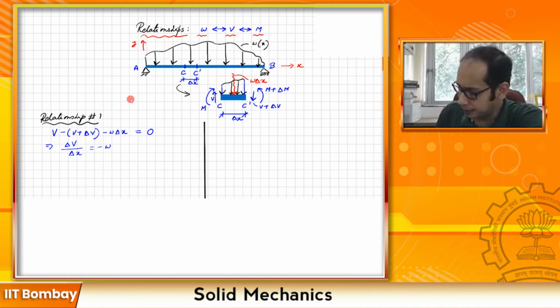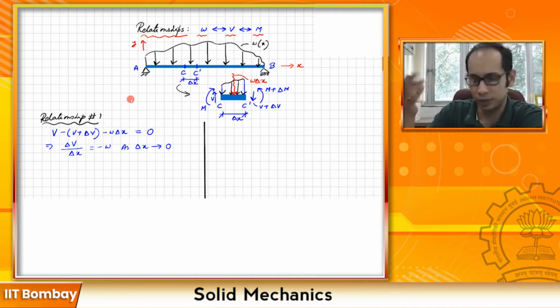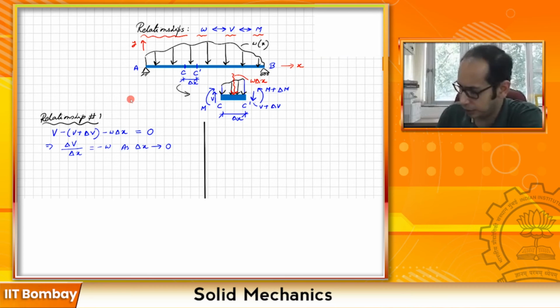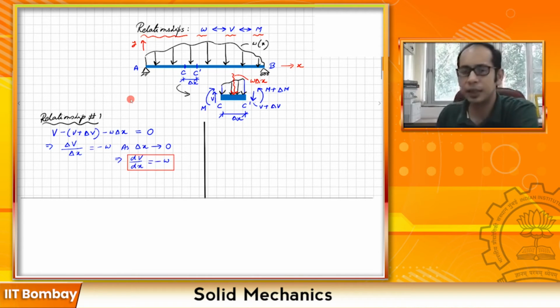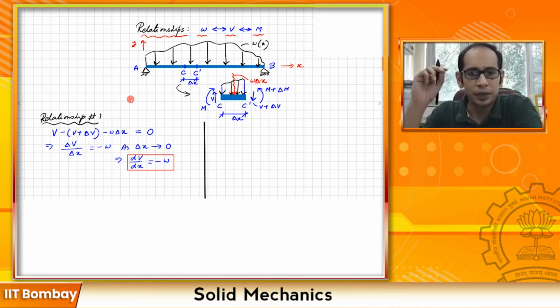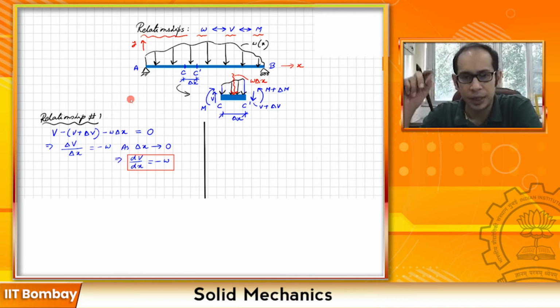Now, as delta x tends to 0, it becomes our differential equation. Then we get dV/dx equals negative W. This is very important. What does this tell you? This tells you that the rate of change of shear is the negative of the applied load.